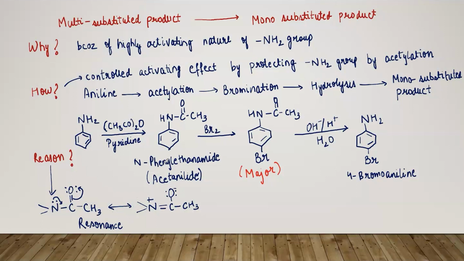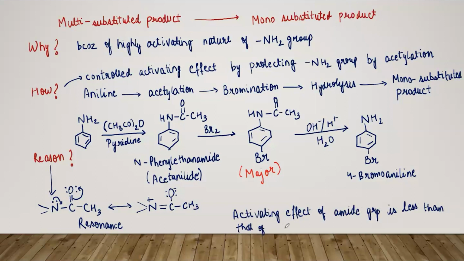ठीक है, so basically here I can summarize it, the activating nature, the activating effect of amide group is less than that of amine group। ठीक है, तो इस वजह से हम यहाँ पे एसिटाइलेशन करवा रहे हैं कि अमाइड ग्रुप बने और उसका एक्टिवेटिंग इफेक्ट कम हो जाए, और जिसकी वजह से this mono substitution can be possible.